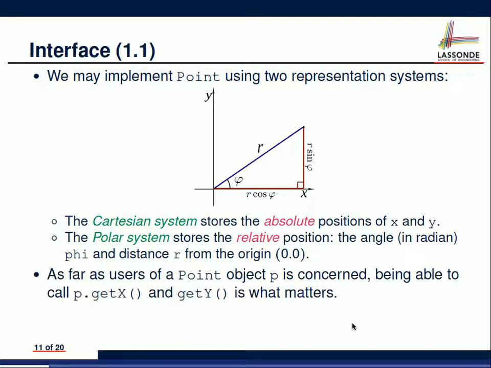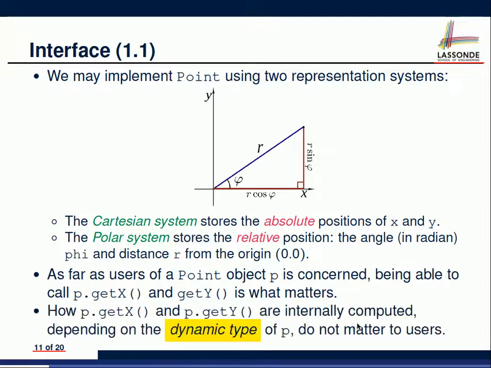Now this is really important. As far as users of a point object are concerned, they only have to know how to do get x and get y. They just call these two methods, nothing else. Whether you use polar or Cartesian, they don't care. That's an important point. And then dynamically, get x either just returns the x value if you're using Cartesian, or it might return r times cosine phi in the polar system. We're going to see that.